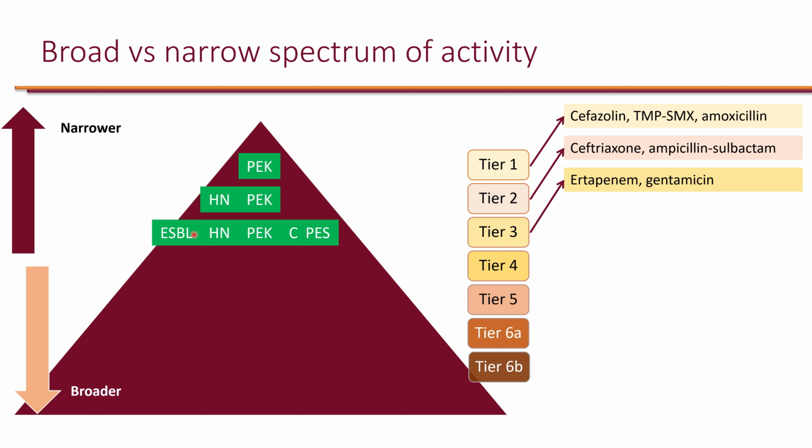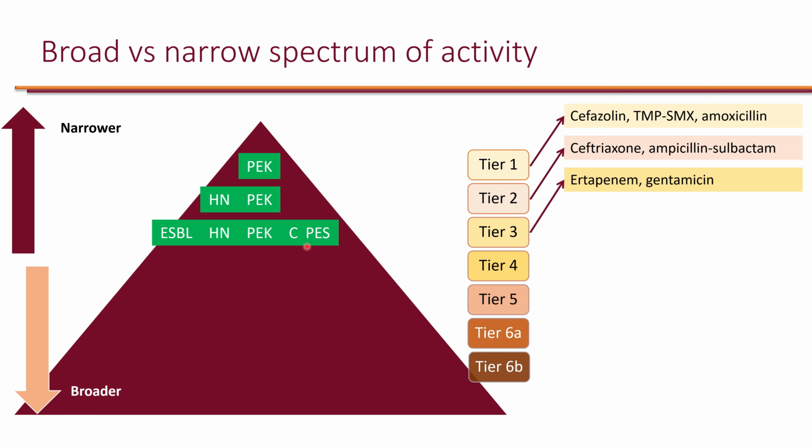So if you have Enterobacterales that are producing ESBL, they will essentially be resistant to the beta-lactams in tier 1 and 2. So ertapenem will be the drug of choice for ESBL-producing Enterobacterales for severe infections such as bacteremia. And gentamicin, of course, is not affected by ESBL since it's an aminoglycoside.